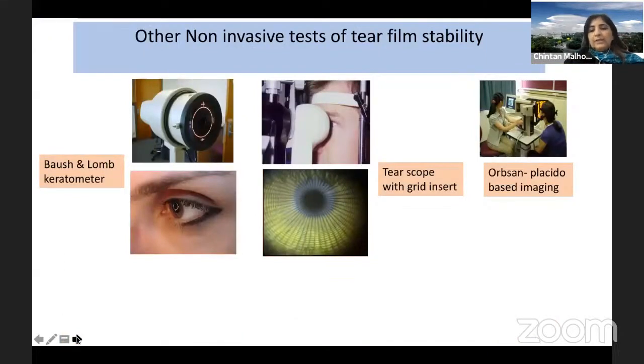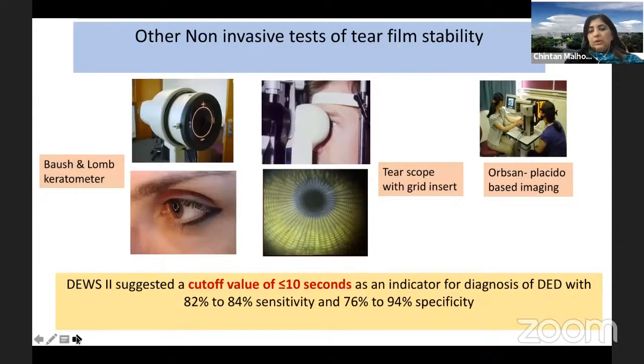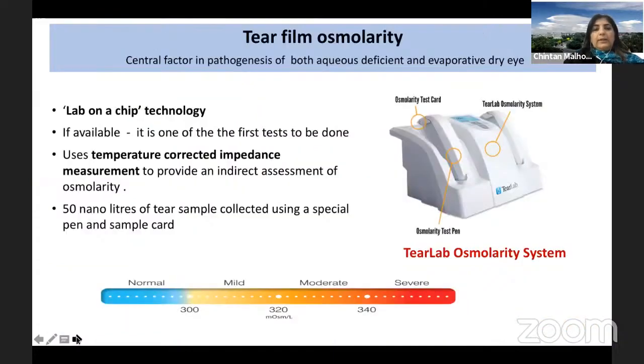If one doesn't have access to these complicated equipments, even simple keratometers or any Placido-based imaging can be used for this manually. And DEWS 2 suggested a cutoff value of less than 10 seconds as an indicator for the diagnosis of dry eye disease. The other thing which we come to is the tear film osmolarity, because that's a central factor in the pathogenesis of both aqueous deficient and evaporative dry eye.